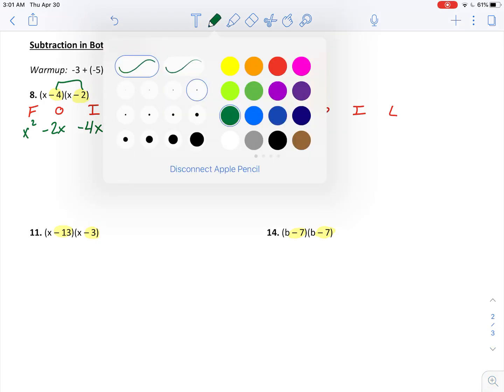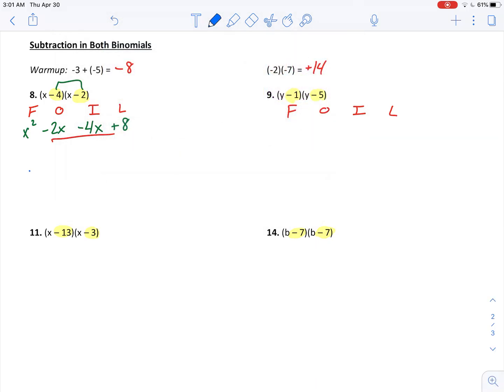So then we can combine our like terms. And I've got x squared minus 6x. Again, this is like when we said I owe Chandler $2, then I owe him $4 after that. So now I owe Chandler $6 plus 8. Always ask yourself, what operation am I doing with these two negative numbers? Am I adding or subtracting, or am I multiplying or dividing?